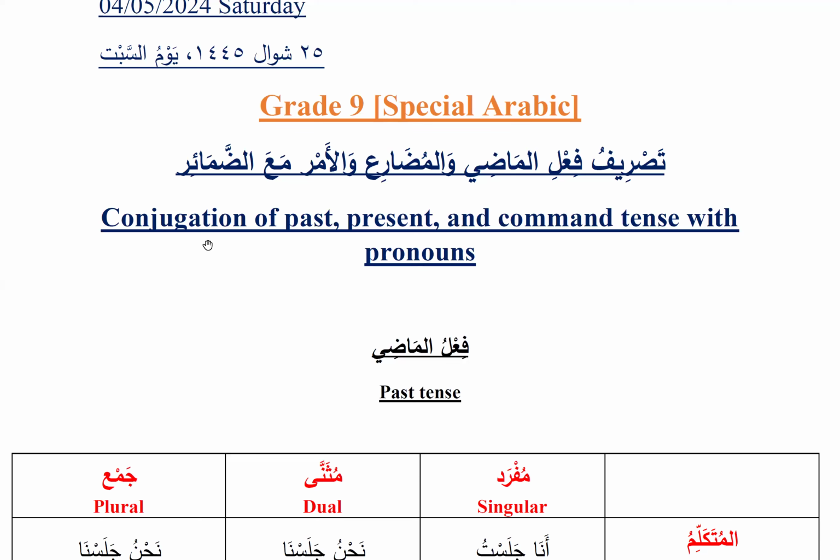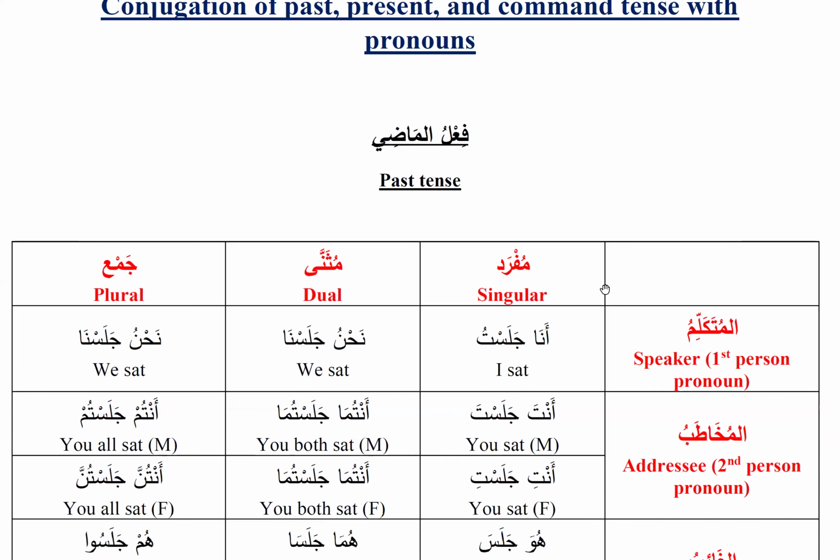Here we're going to see conjugation of past, present and command tenses with pronouns. So we have past tense, present tense, command tense. We're also going to add prohibition tense over here, which is nothing but present tense, by adding a la at the beginning. So let's see fi'al madi, past tense.